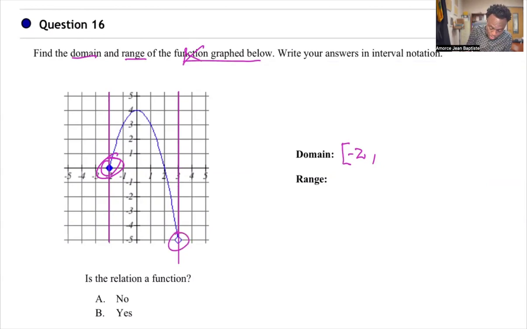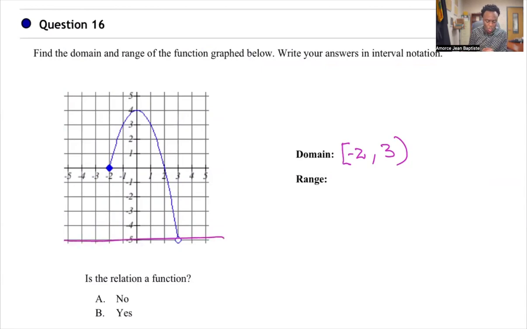So I put 3 with a parenthesis. So that is for the domain. Now, the range is the extension of the y. We see that it did not go lower than y equals -5 with an open circle. So parenthesis -5. And it did not go higher than 4.